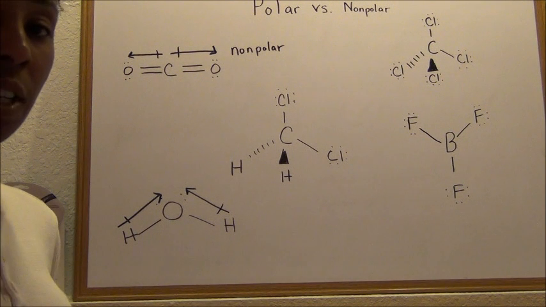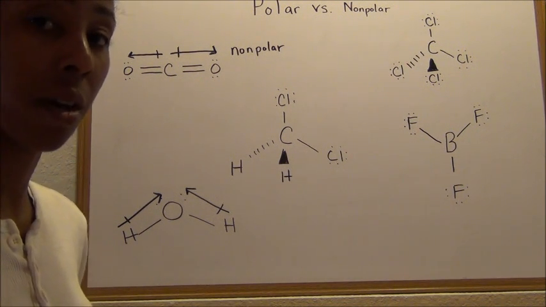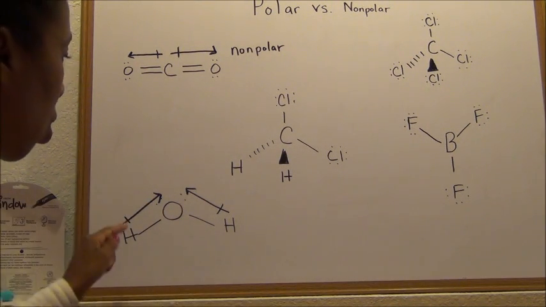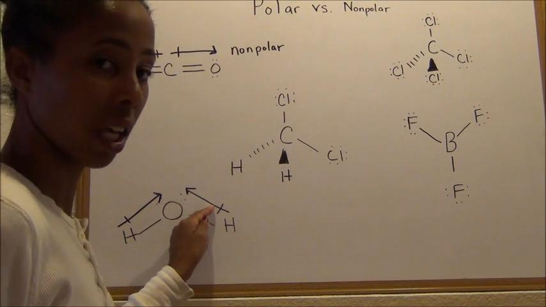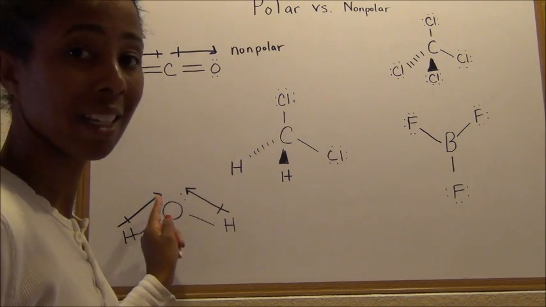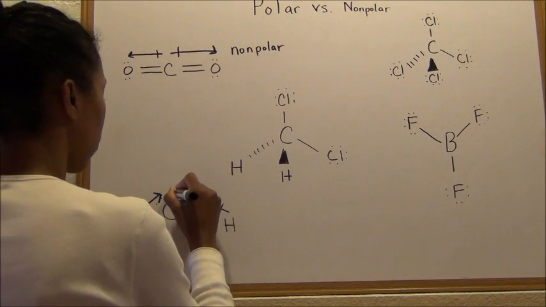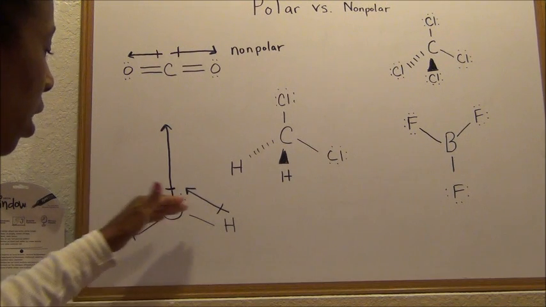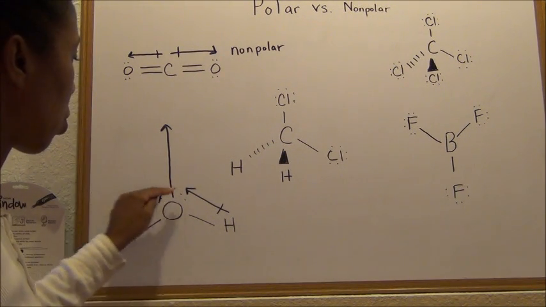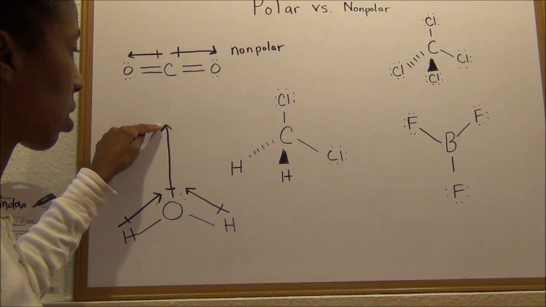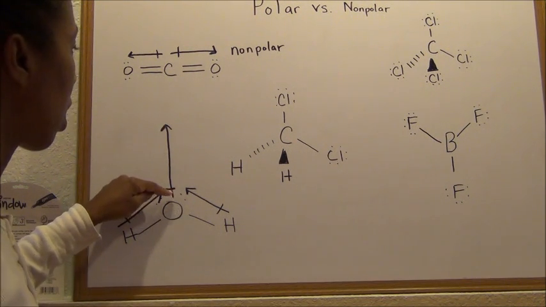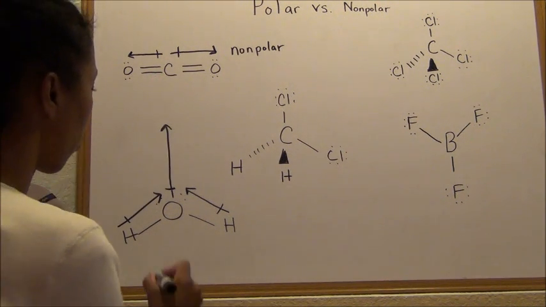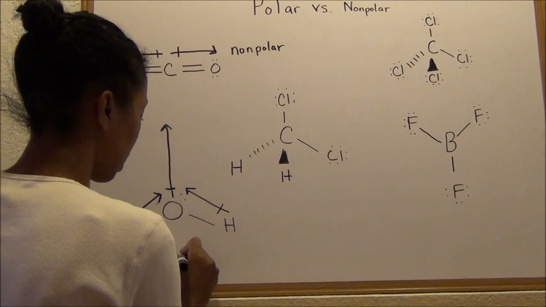Now, to figure out whether the molecule is polar or nonpolar, we have to add vectors together. If I add two vectors together, my resulting vector will be in the center of the two vectors. I'm going to make it long just to show that this is my resulting vector. So if I add these two vectors, the resulting vector is in the center. And this tells me that electrons are being pulled towards one side of the molecule. So therefore, this molecule is polar.